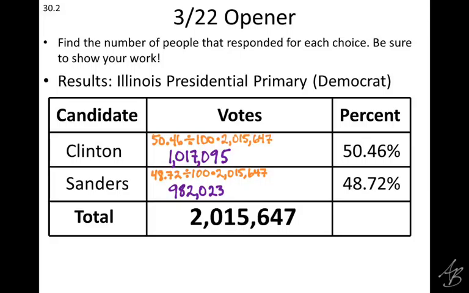Now, the percentages are pretty close, right? So Clinton got just over 50%, Sanders got just under 50%. But if we look at the difference here, she's a little over 1 million votes. He's about 18,000 votes short of 1 million. So she actually got about 35,000 more votes. So the percentages look a lot closer than the number of votes. But in the state of Illinois, out of 2 million voters, 35,000 votes is not that much.